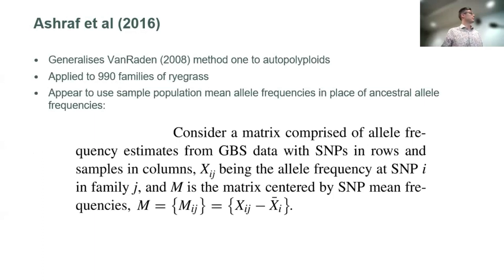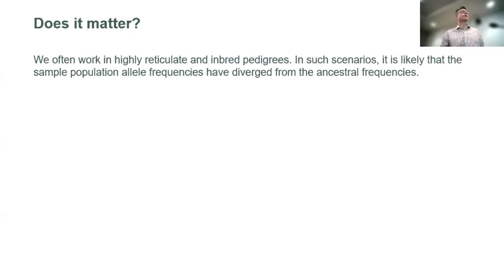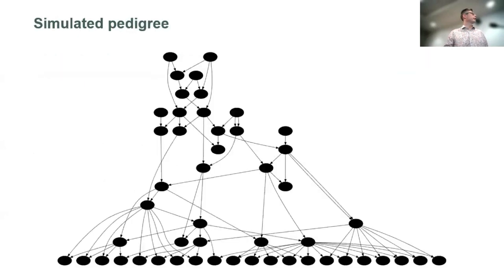And in their case, it seems like a very reasonable thing to do because they're working in a very diverse germplasm, where you would expect the sample population allele frequencies to roughly reflect those of the ancestral population. But is that always the case? So at Plant and Food, I work primarily in kiwifruit pedigrees, and these can become quite reticulate. So this is not a real pedigree, this is a simulated pedigree, but it has many of the features that we often see in some of our pedigrees.